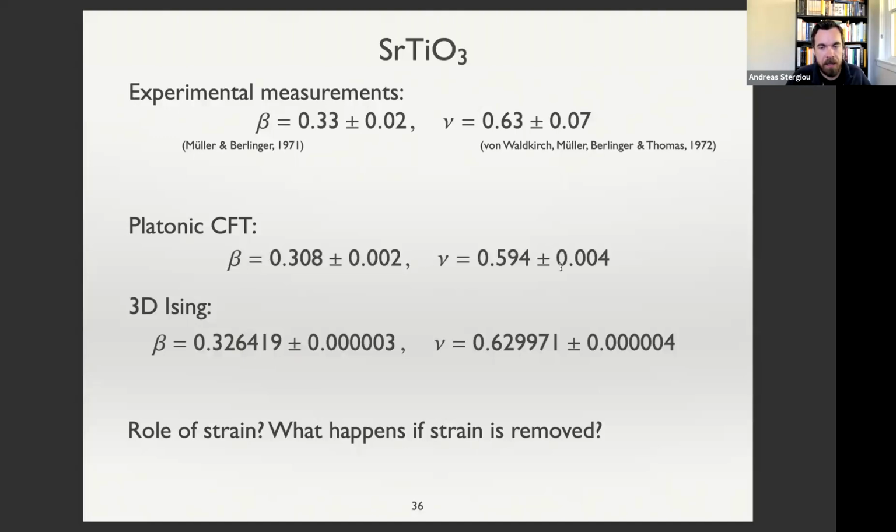But here I'm just listing the critical exponents to say that there is still room for agreement with the Platonic CFT, and it would be interesting to us to study what happens if strain is removed. What happens if I have a theory without strain? And it has been suggested in the literature that strain-free crystals also display the same critical exponents. So, as I said, the situation is murky and I think further experiments are required to settle this with perhaps unstrained crystals without inherent strains.